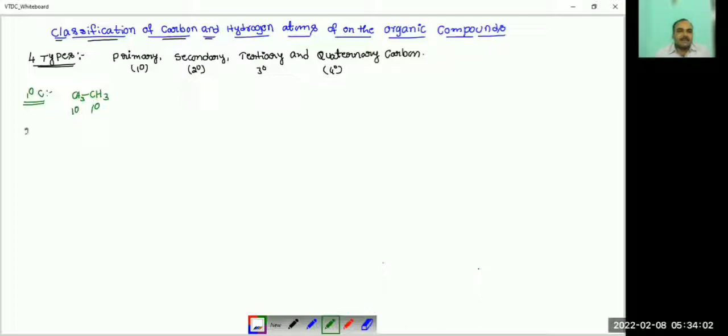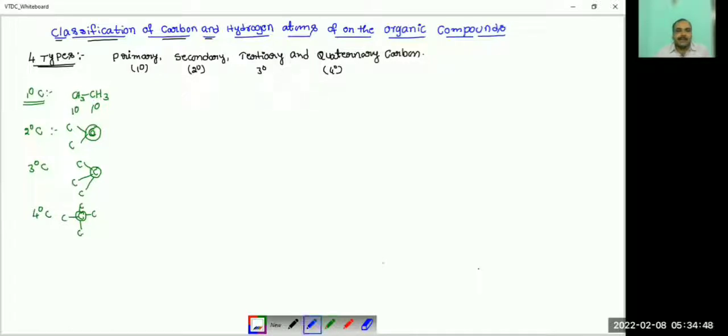Secondary carbon means the carbon atom is bonded with 2 carbon atoms. Then this carbon is considered a secondary carbon. Tertiary carbon means the carbon atom is bonded with 3 carbon atoms. Then the carbon is considered a tertiary carbon. Quaternary carbon means the carbon atom is bonded with 4 carbon atoms. So that is considered a quaternary carbon.